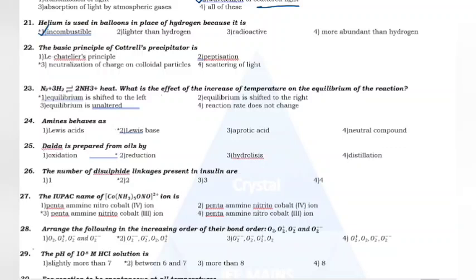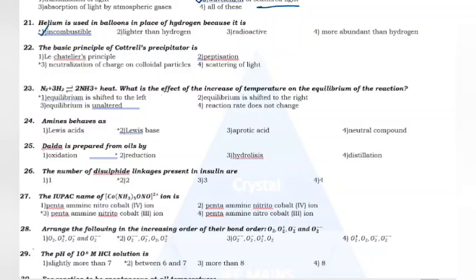Next one, N2 plus 3H2 gives rise to 2NH3 plus heat. What is the effect of increase of temperature on the equilibrium of the reaction? Here, this is the Haber's process, and they're asking for the effect of increase of temperature. So immediately we need to recollect Le Chatelier's principle. As it is an exothermic reaction, low temperature favors the forward reaction. But as they increase the temperature, definitely the backward reaction takes place. So we can say the equilibrium will be shifted towards the left.